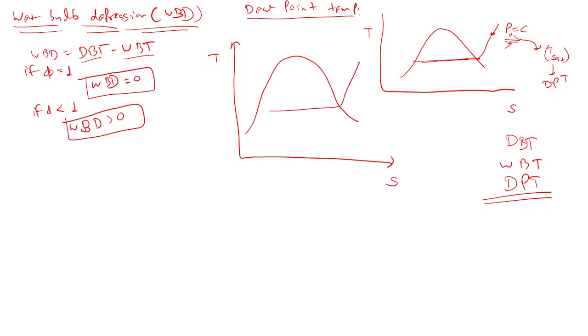Let's suppose this is our initial point. So what is the dry bulb temperature? This is our dry bulb temperature. Is it right? And what is dew point temperature? This is our dew point temperature. Fine.